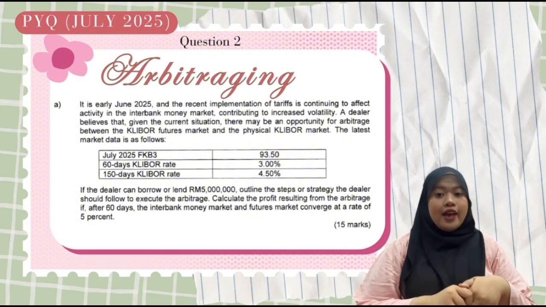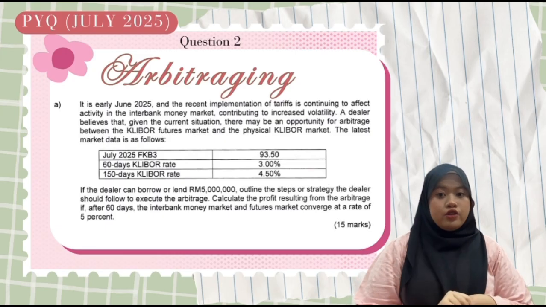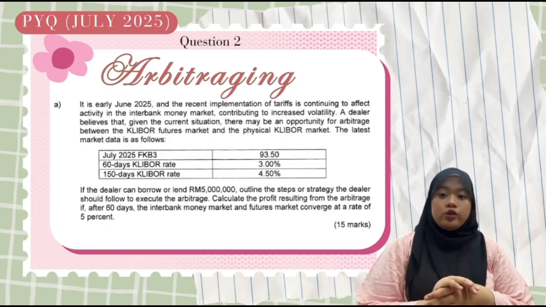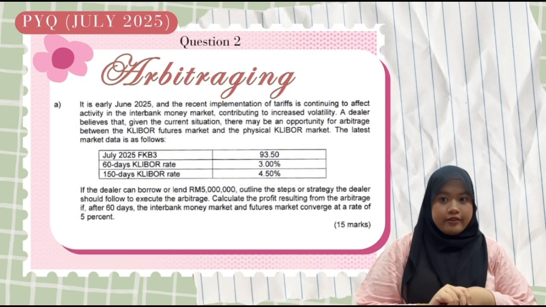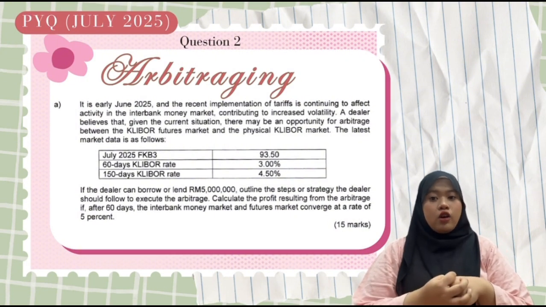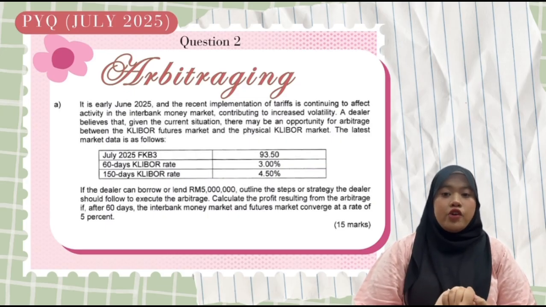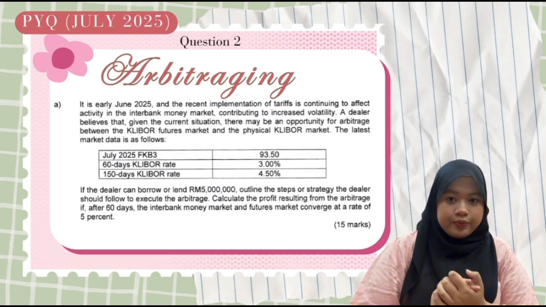Today I will explain an interest rate arbitrage opportunity involving the FKB3 futures contract, which is July 2025, and the KLIBOR market rates. The objective is to determine whether the futures contract is overpriced or underpriced, and whether we can generate a risk-free arbitrage profit.